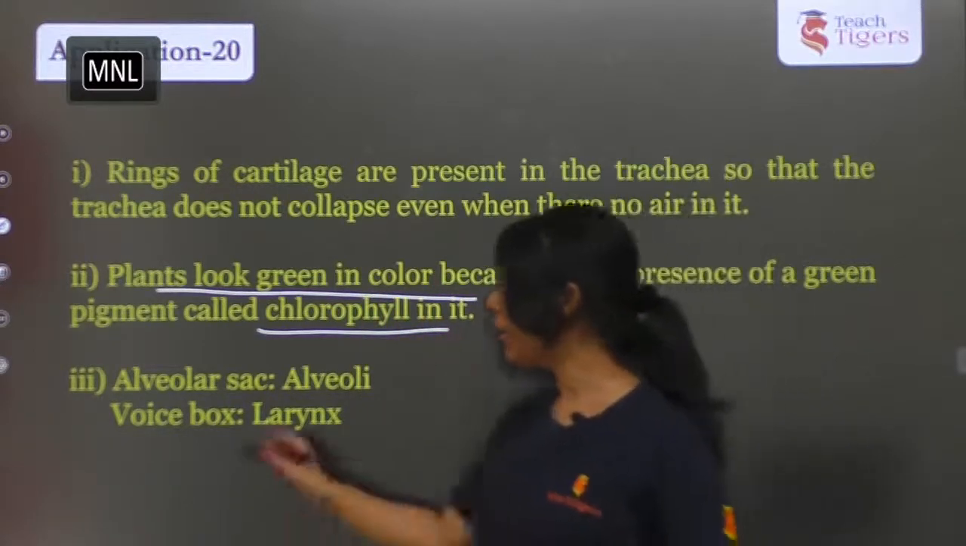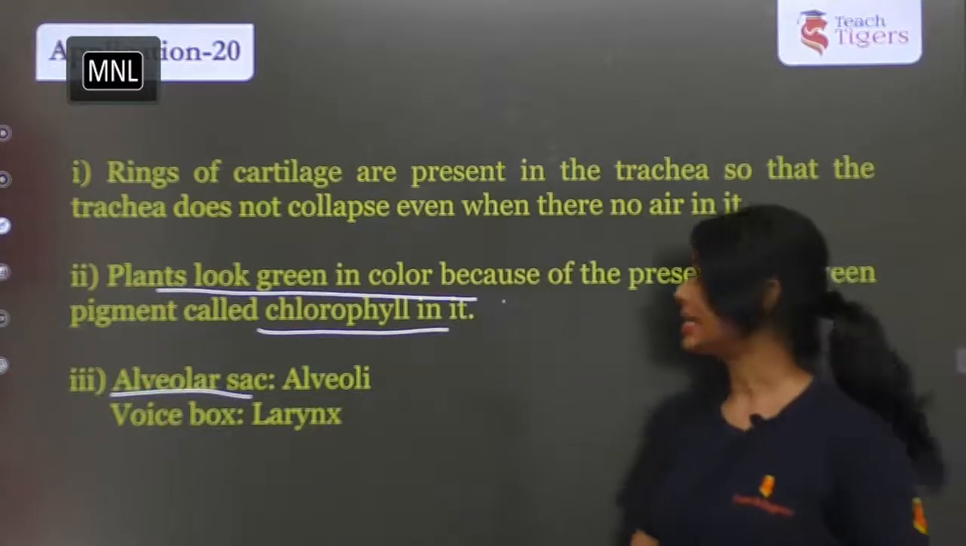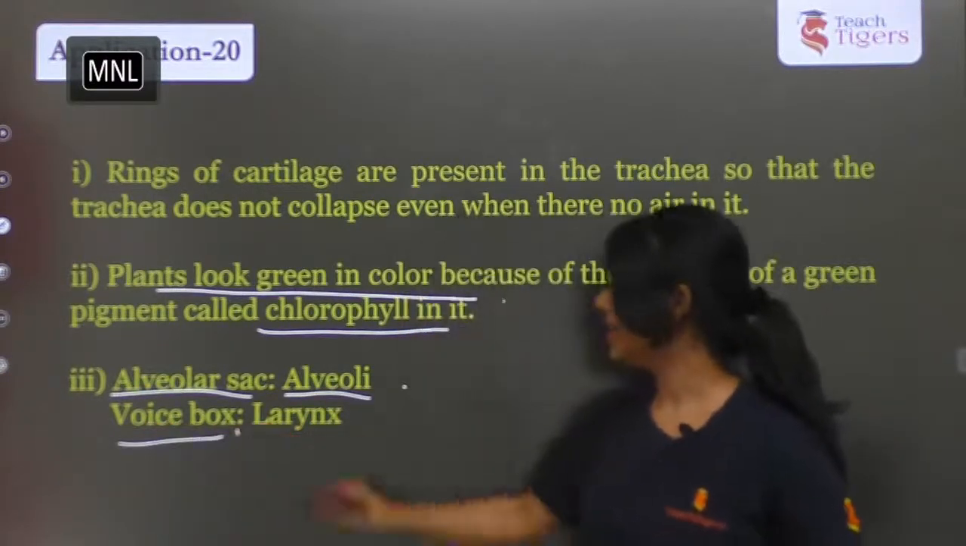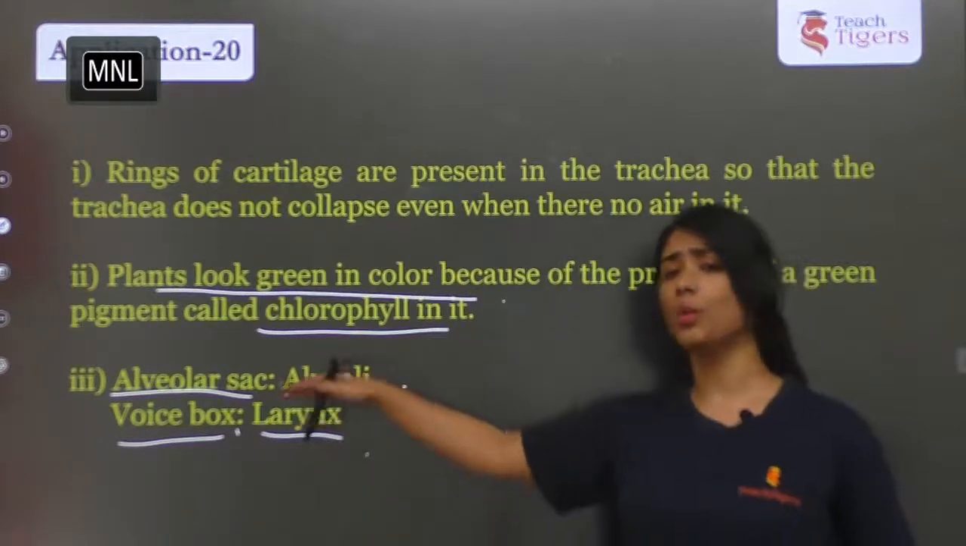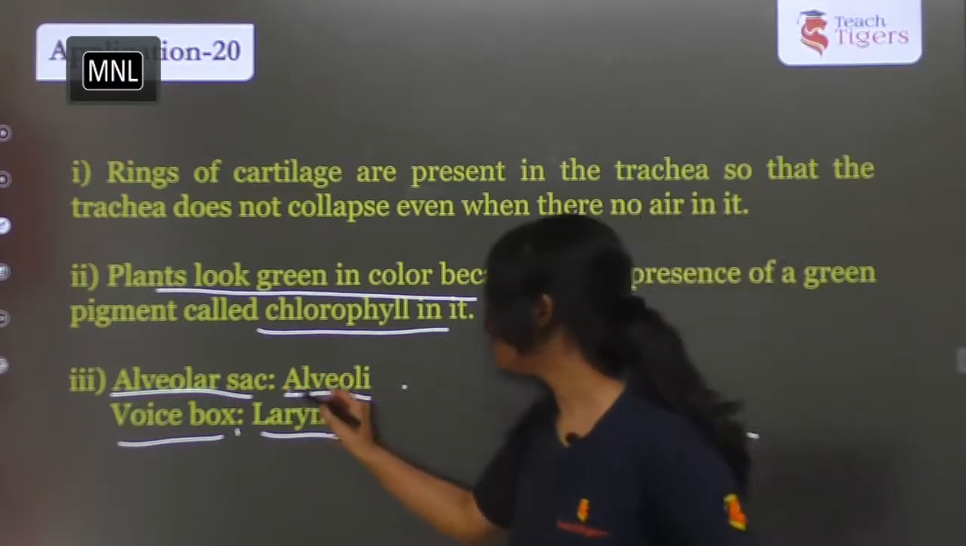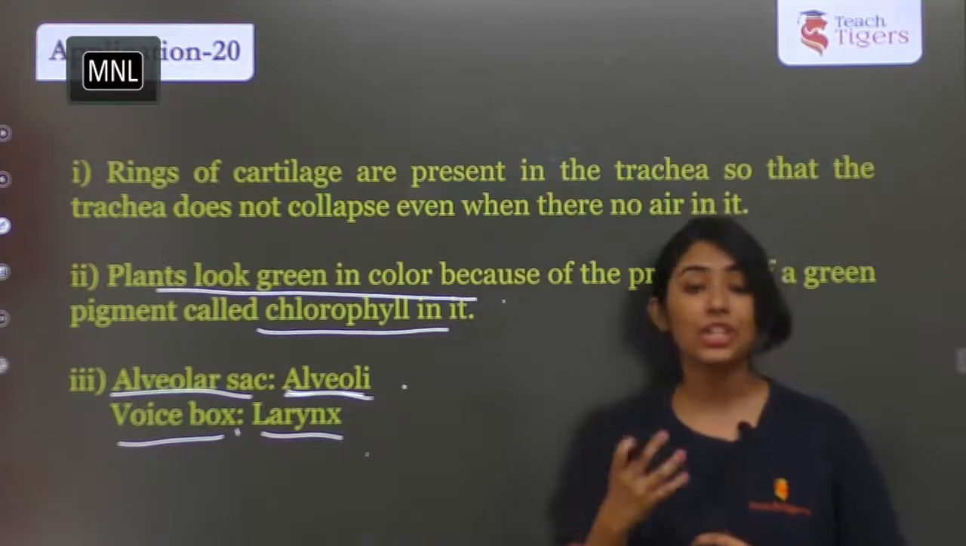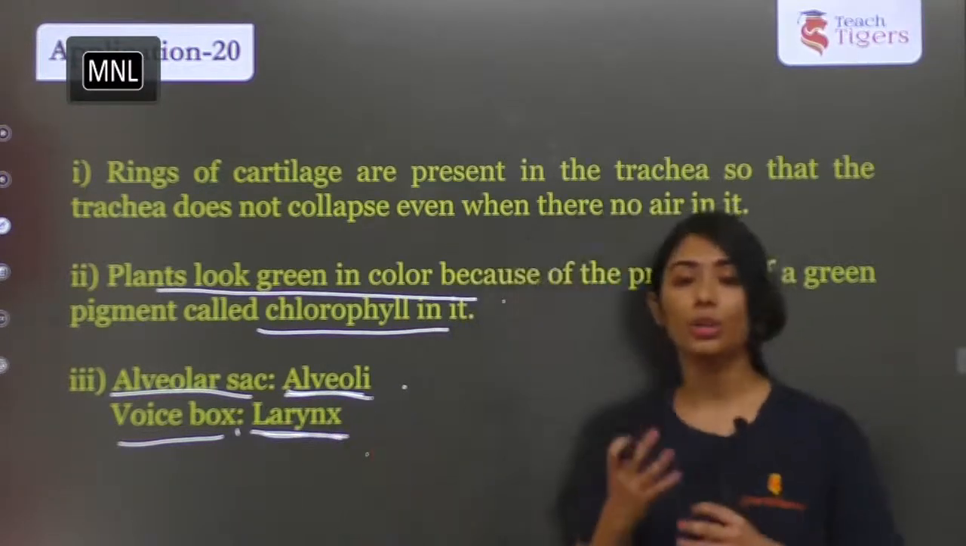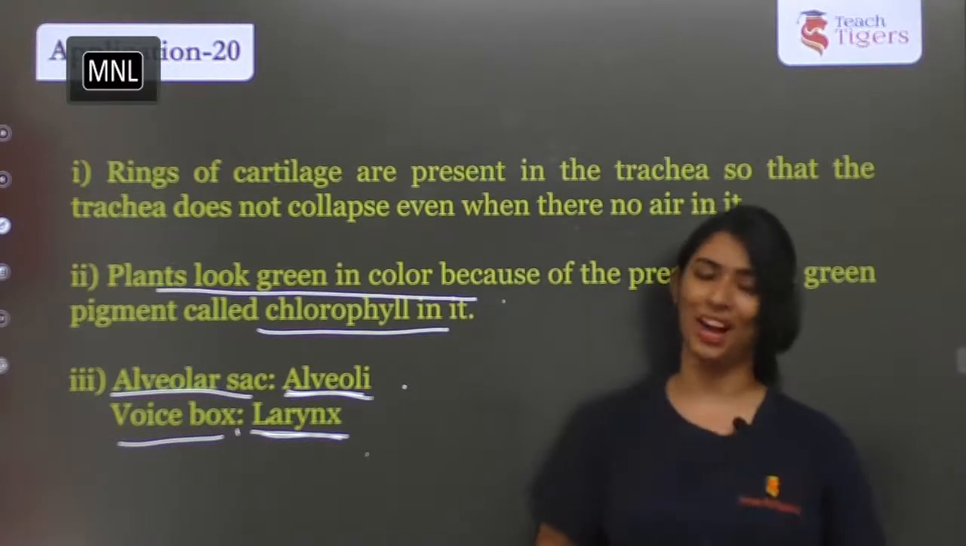Now, what is another name of alveolar sac? It is alveoli. And what is another name of voice box? Larynx. Okay, so these are parts of the human respiratory system. Alveoli is the site where the gaseous exchange takes place in the human body, and larynx is the organ which is responsible for giving us our voice.